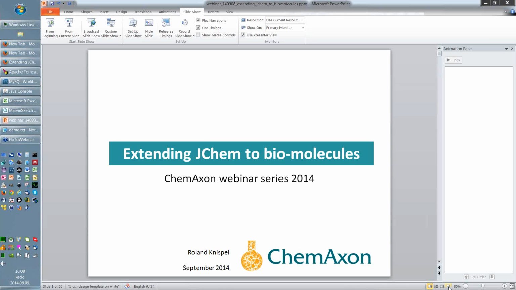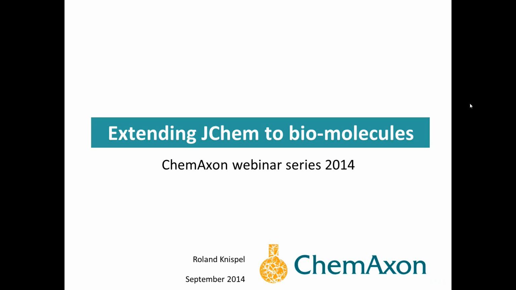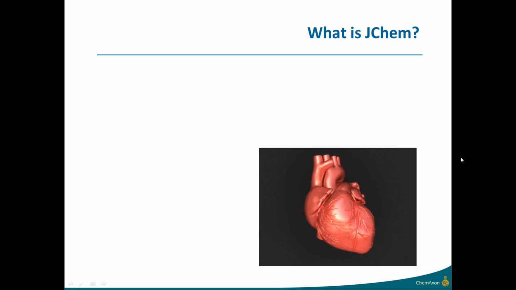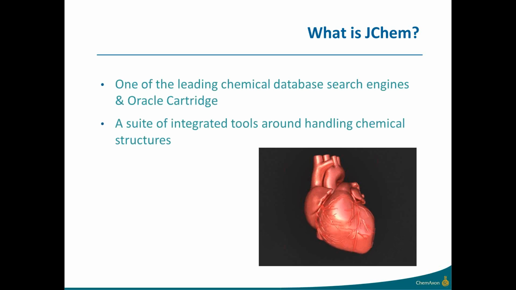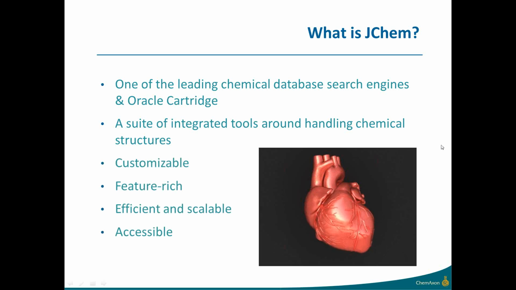So, for those of you who have been with ChemAxon for a while, you'll probably know that our entire product portfolio, to a large extent, is based on our JChem platform. For those of you who are not familiar with that, I'd like to spend a few words on what JChem actually is. As you can see on the screen, we consider JChem to be largely at the core, at the heart of our product portfolio. JChem itself offers you the leading chemical database search engine, also as an Oracle cartridge, and is largely a suite of integrated tools around handling chemical structures and chemical structure data. JChem is very customizable, very feature-rich.